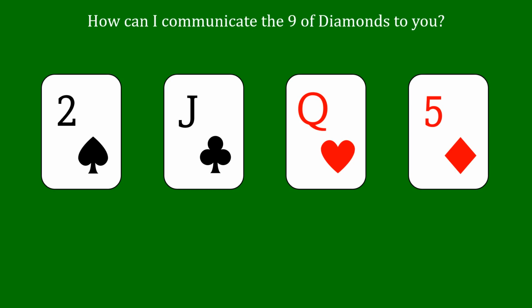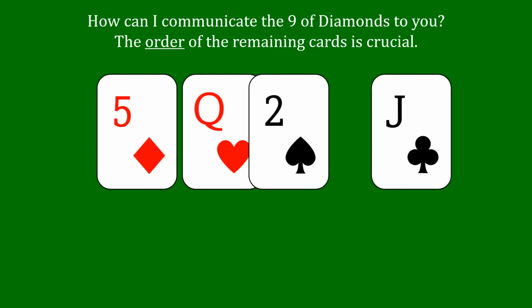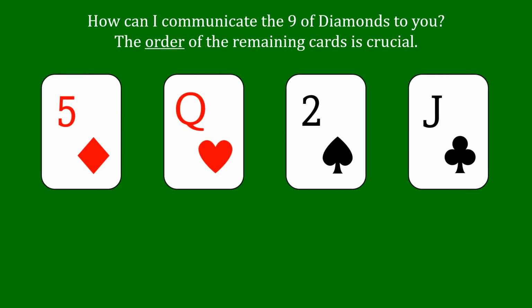Like I said earlier, the reason I choose the 9 of diamonds is because it's easier to communicate than the other 4. How exactly do I communicate the 9 of diamonds to you? Here we get to the main idea behind the trick. The order of the remaining 4 cards is crucial. So let me rearrange the cards into this order. Notice which card is first. Maybe you can see where this is going.